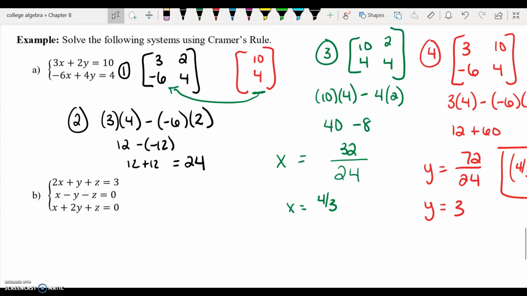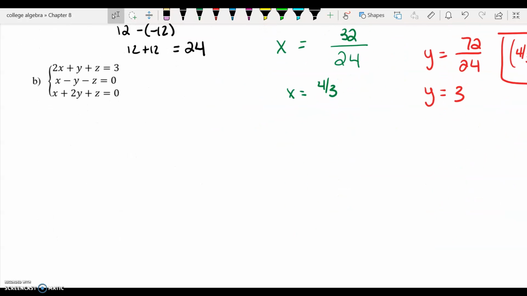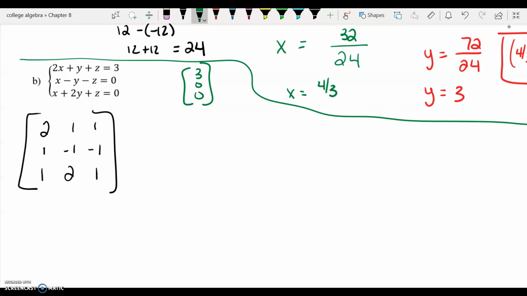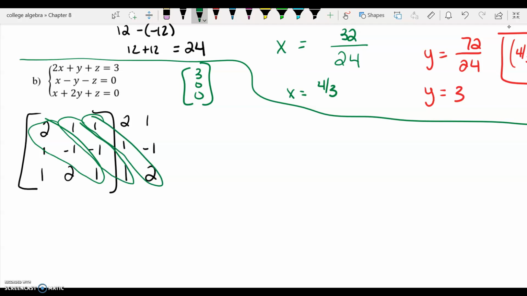It's the same thing with a 3 by 3, right? So same steps. This one's obviously going to take a little bit longer. So find your determinant of that. Don't forget about your answer matrix. So to do this, we copy the first two columns, multiply our diagonals, and add them.